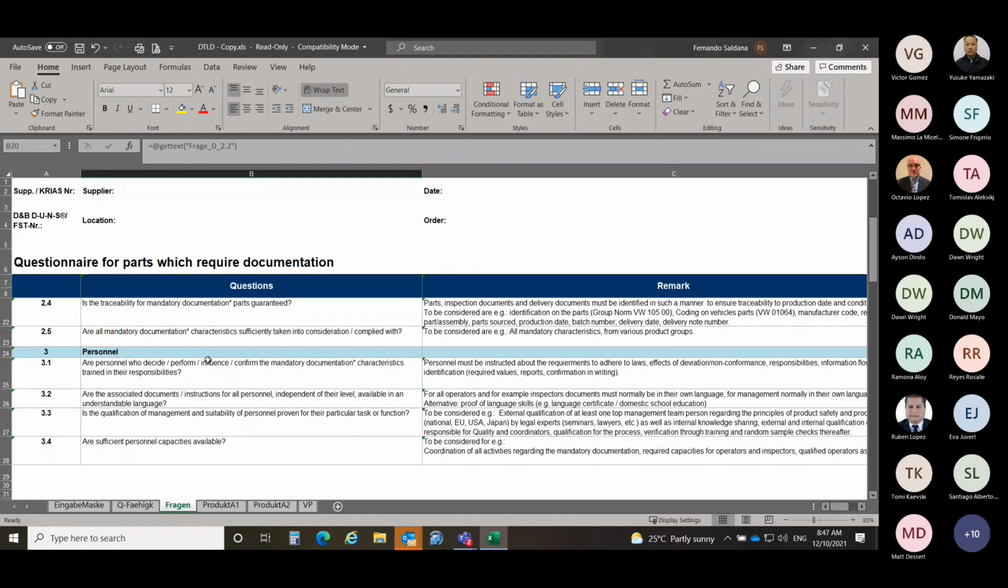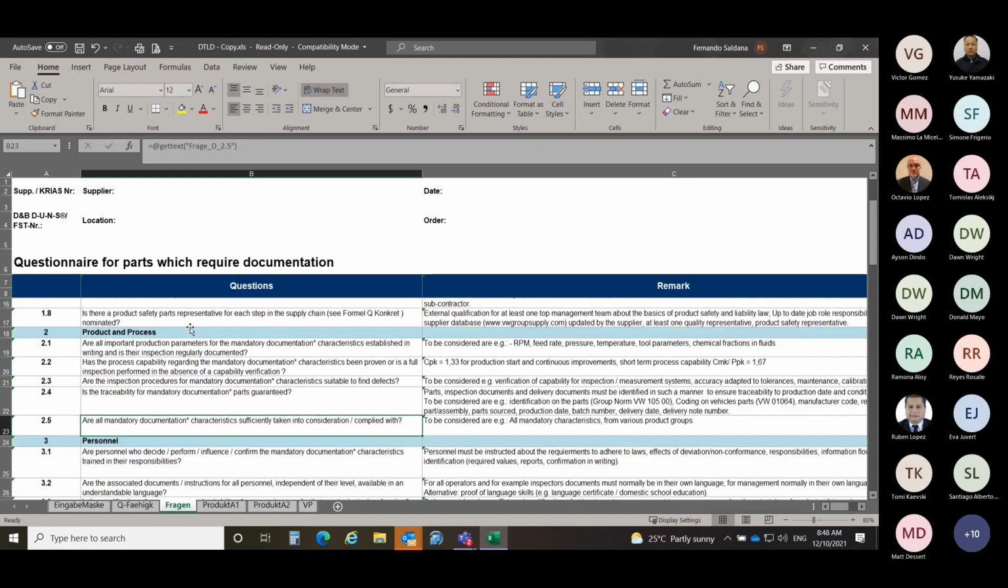The third section here is the personnel. The 3.1 is related to training: if we have people trained on their responsibilities, and if we have instructions for the personnel in their native or an understandable language, so they can understand and apply them. It also talks about the competence and qualification of the personnel performing activities related to safety and critical characteristics. And the last one is if the personnel capabilities are enough to complete the requirements and activities.